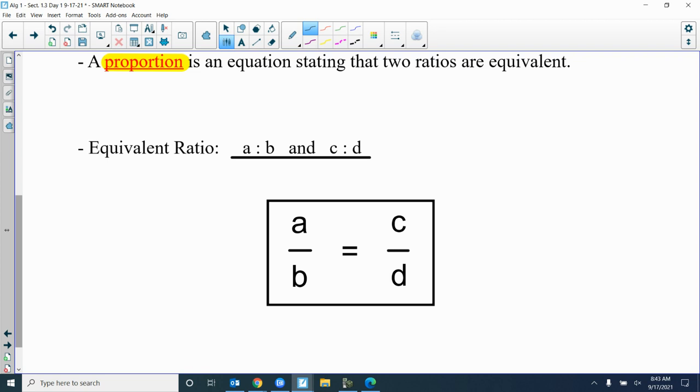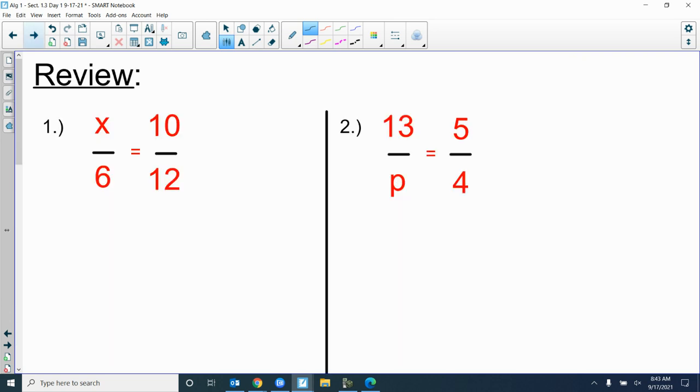Equivalent ratios. Sometimes you'll see it written with a colon, A to B and C to D. That would be like 1 to 2 is the same as 2 to 4. Or A over B is the same as C over D. I think that's what you're used to. So we're taking two ratios and saying they're equal. The key thing here is we're going to find missing pieces of ratios if we need them.